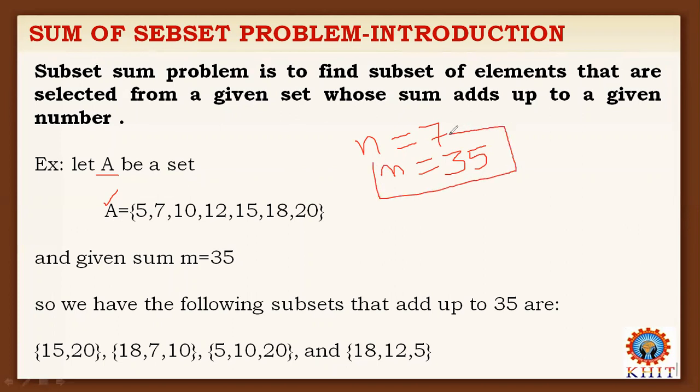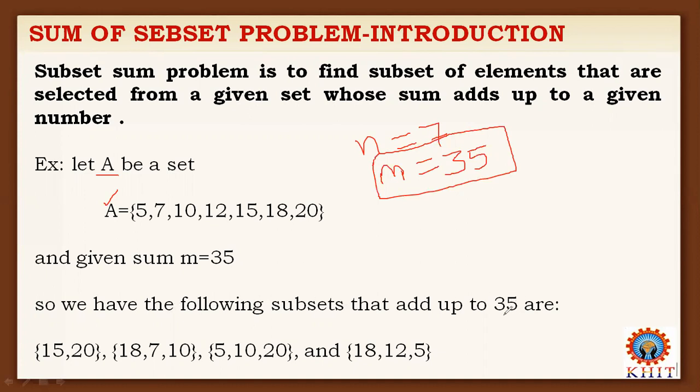The solution can be such that the sum of subset values cannot exceed the m value. The sum of subset values cannot exceed 35. It can be equal. We need to identify the subsets whose values sum to 35. So how many solutions can be generated in this problem, we need to identify by using the backtracking technique. So now let us start.